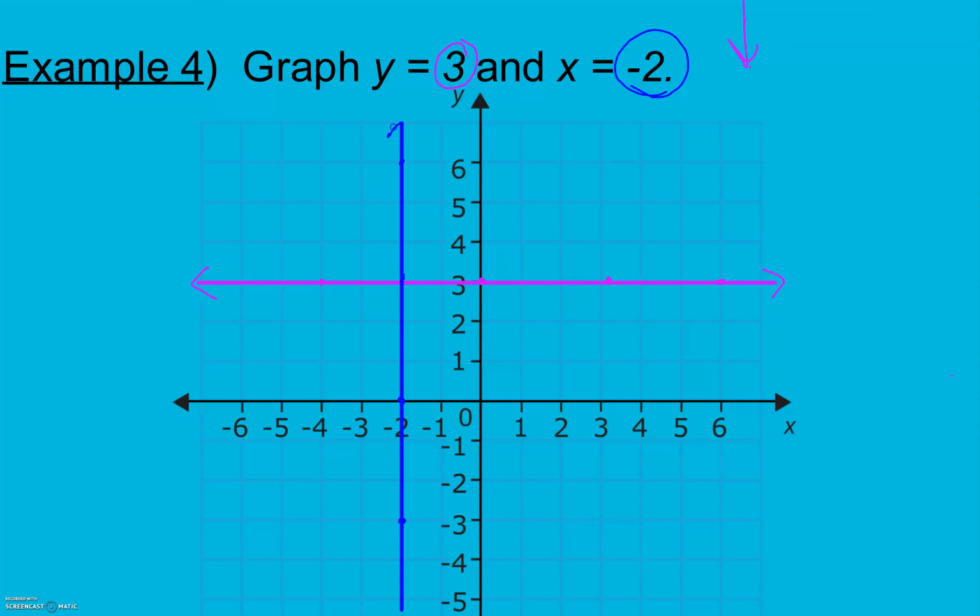And then arrows to show it continues. So if we only have one variable, and the variable is an x, it's vertical, and a y is horizontal. We only ever have a slant on our lines if we have an x and a y in our equation.